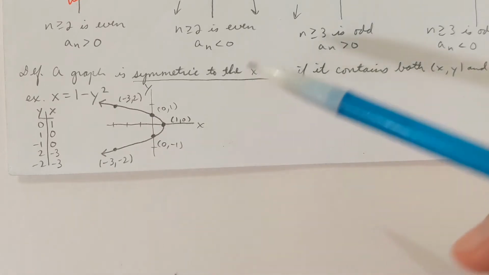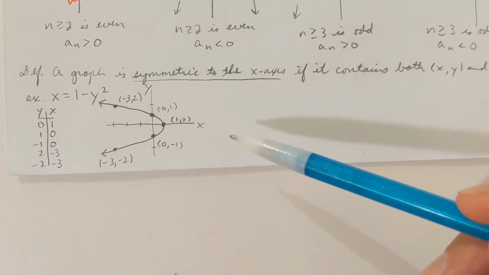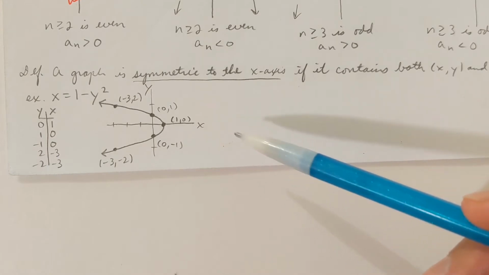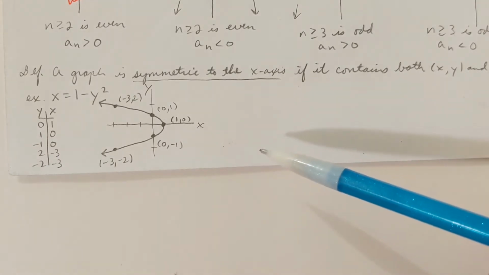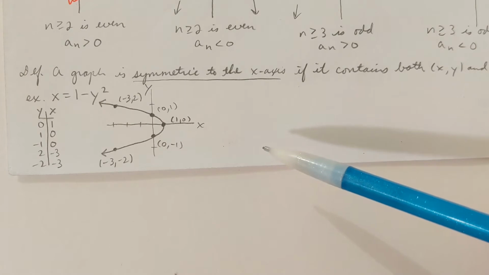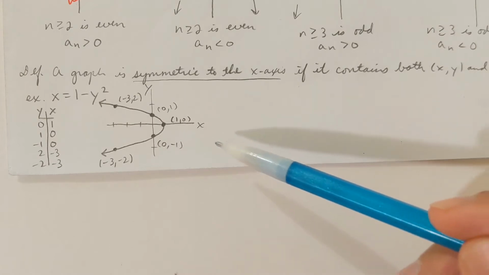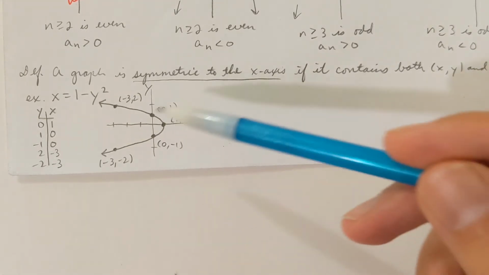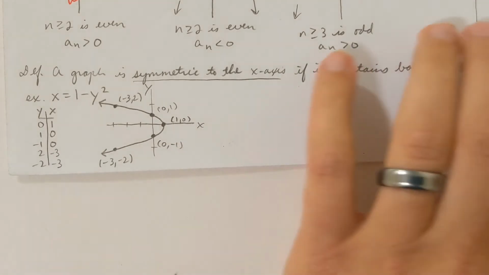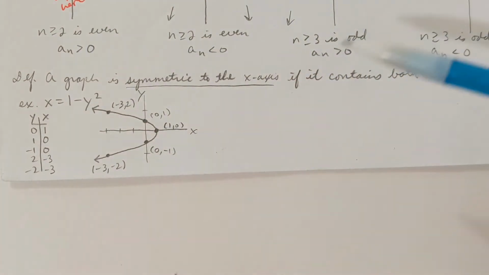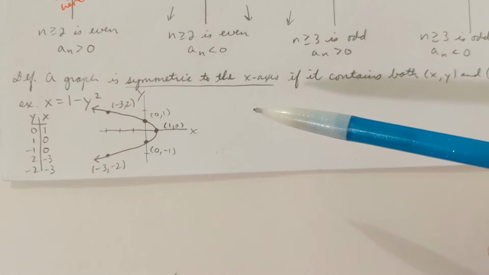So this graph is symmetric to the x-axis. It contains both the points (x, y) and (x, negative y). And you can see that if you spin the graph about the x-axis, you'll get the same picture on the graph.